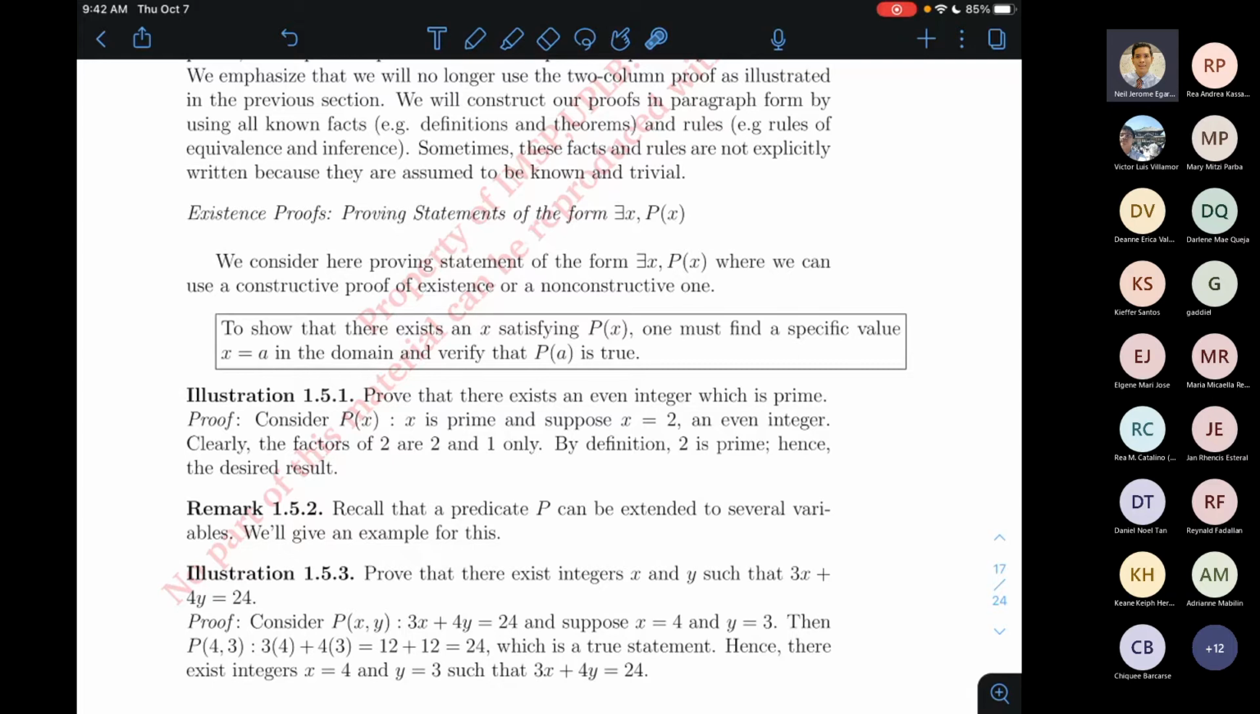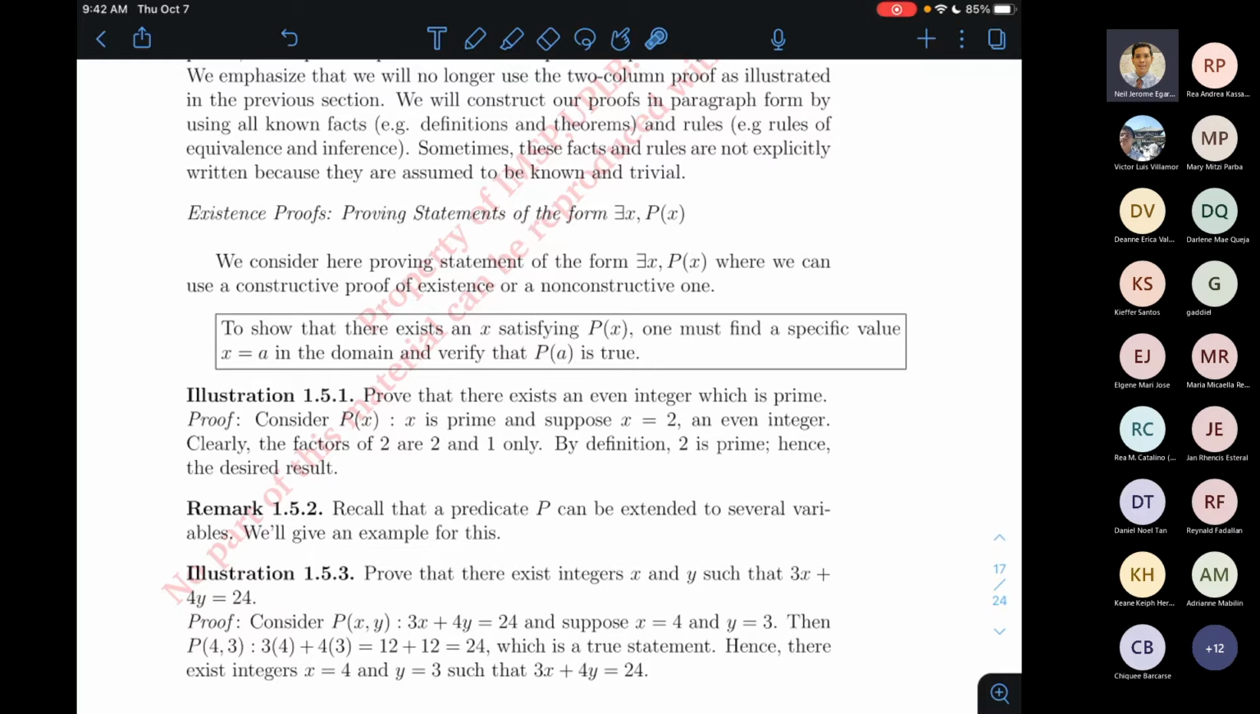So, ayokong may marinig tungkol sa inyo na hindi kayo marunong mag-prove after the class. So, pagtrabahuhan natin. But again, the goal is to try to prove as many statements as possible, because that's the only way that you develop your proving instincts, okay?